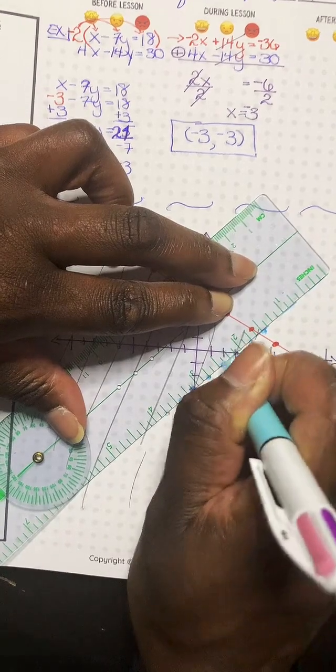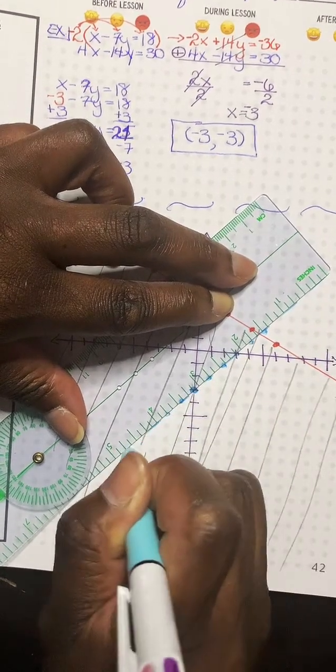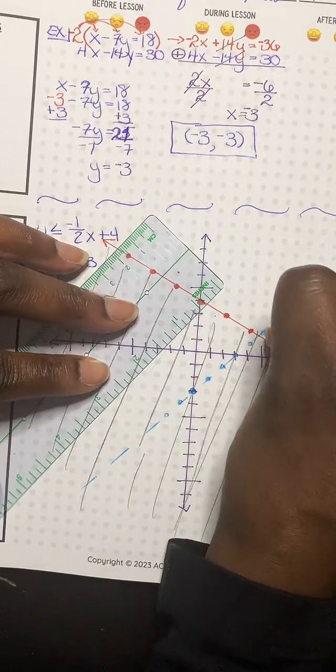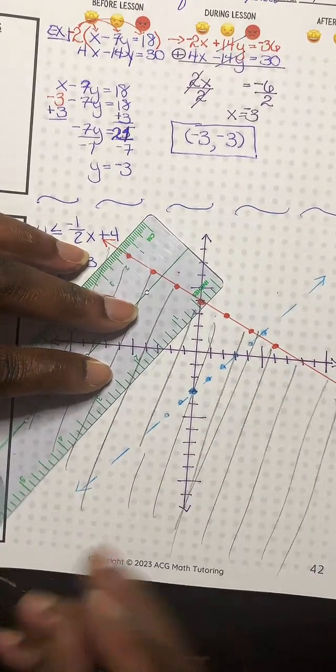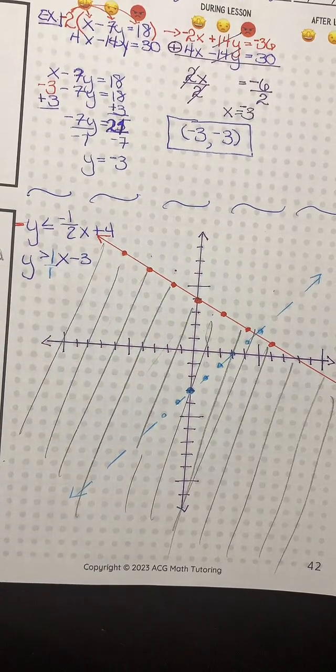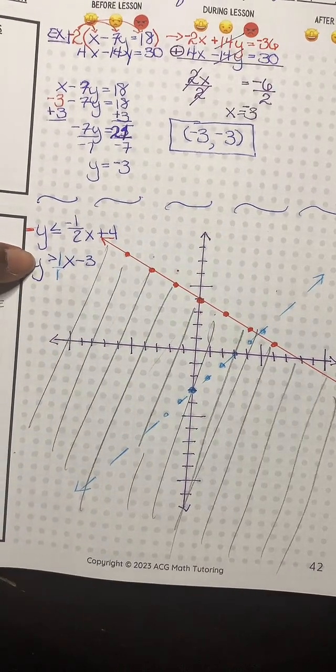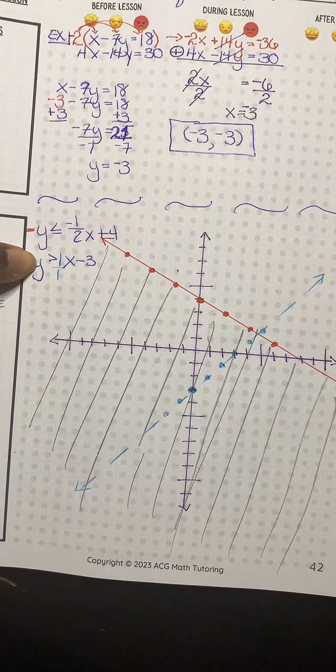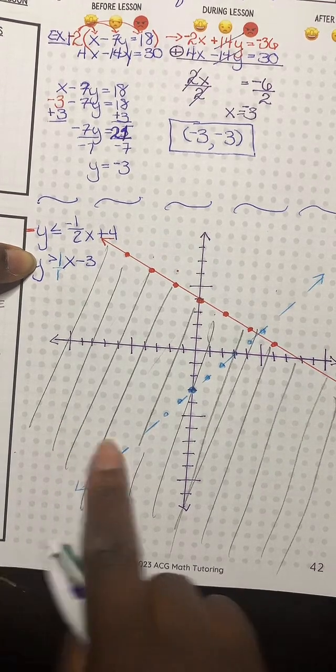Just draw and pick up. Draw and pick up. Okay? Arrowhead, arrowhead. And now they're saying that it's greater than. Greater than means I am going to shade above. I'm going to shade above that line.